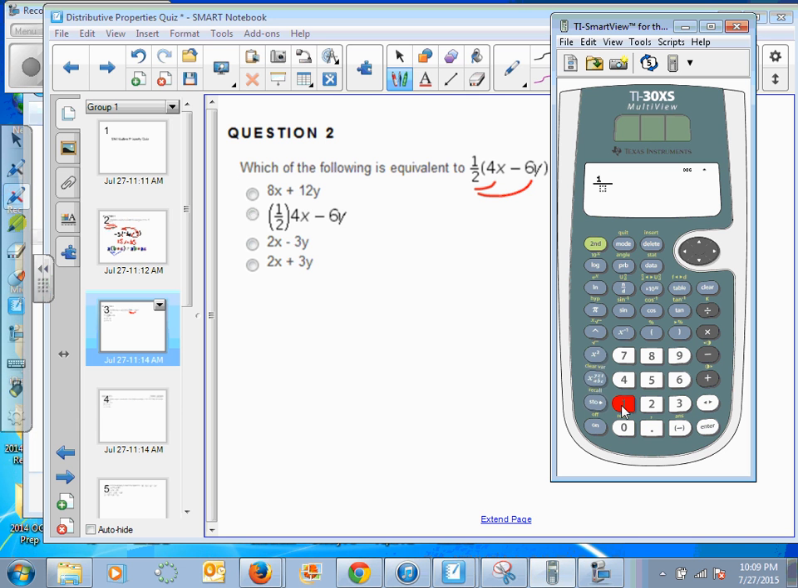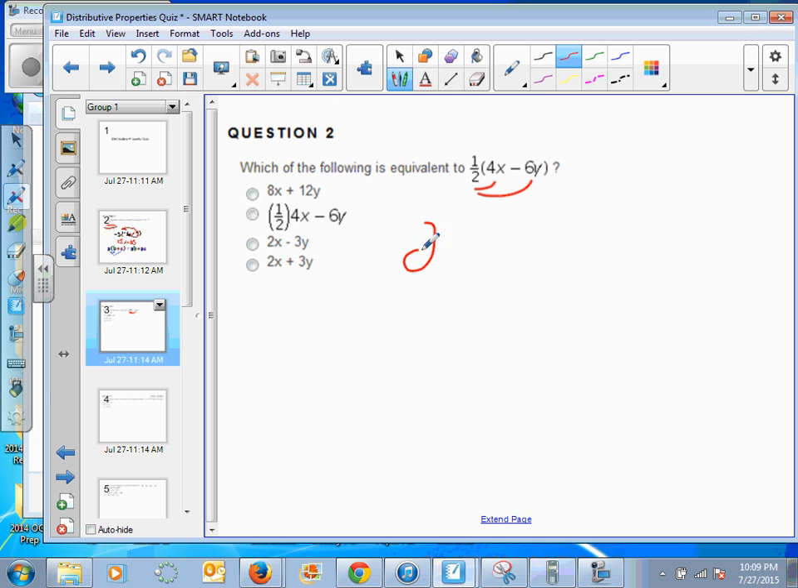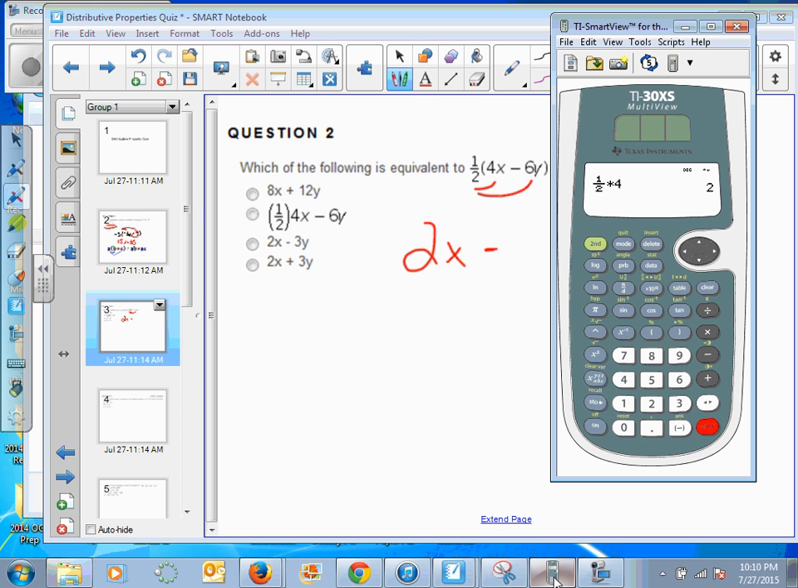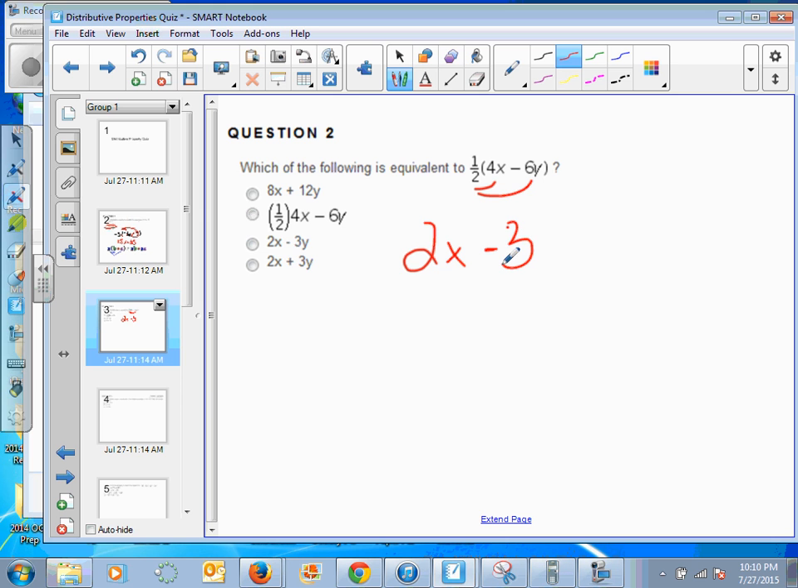So you've got 1/2 times 4. That's going to be the 2. And you've got to carry that variable with it, so it's going to give you a 2x minus something. Now you've got 1/2 times the 6y. You've got the 1/2 times 6, which is going to give you the 3. So 2x minus 3y.